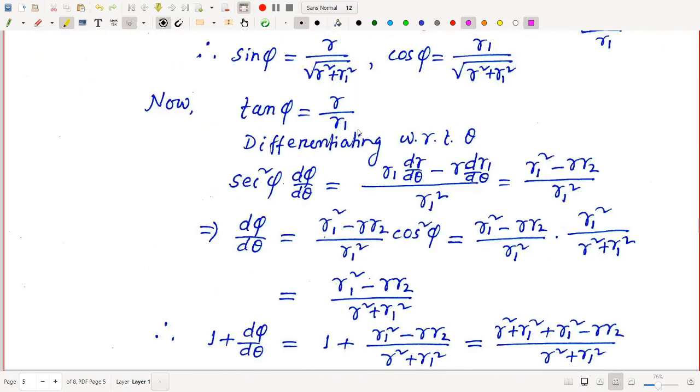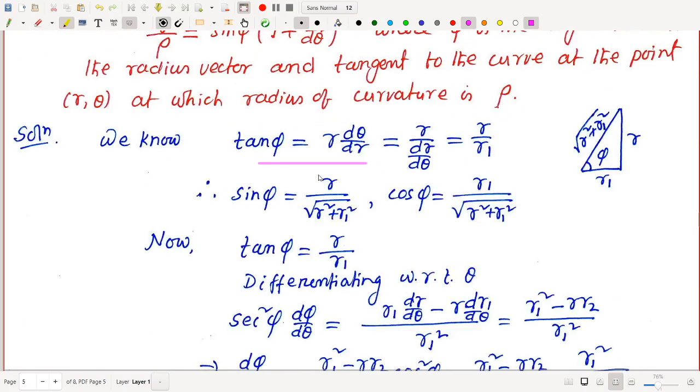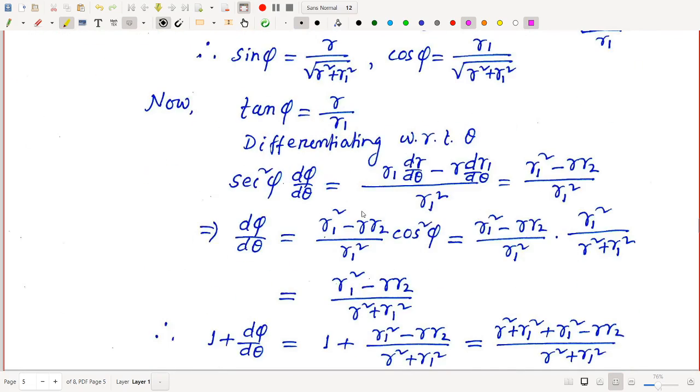Now, tan φ equal to r by r1. And in the question, what is to be shown has dφ by dθ in it. So differentiating with respect to θ, this tan φ equal to r by r1. If we differentiate with respect to θ, the derivative of tan φ will be sec² φ into dφ by dθ by chain rule. And the right side is u by v. So it is v², here r1², r1 into the derivative of the numerator dr by dθ, minus r into the numerator, into the derivative of the denominator. But dr by dθ is r1, so it is r1², and dr1 by dθ is r2, the second derivative. So r2, and the denominator is r1².